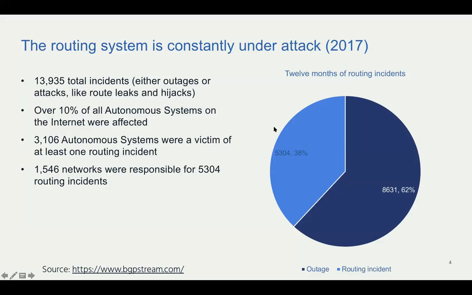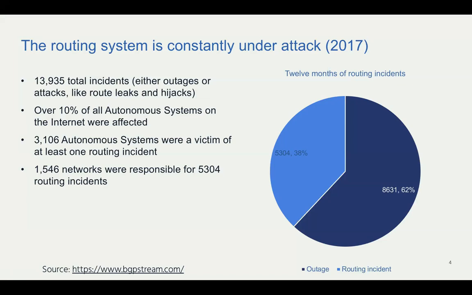Looking at last year, 2017, we can see that there were about 14,000 total incidents, which were either outages or routing security attacks, such as leaks and hijacks. Over 10% of all networks on the internet were affected.